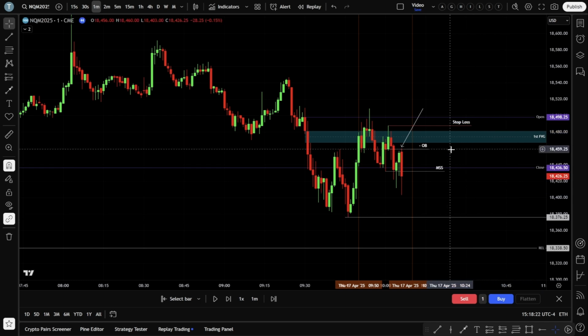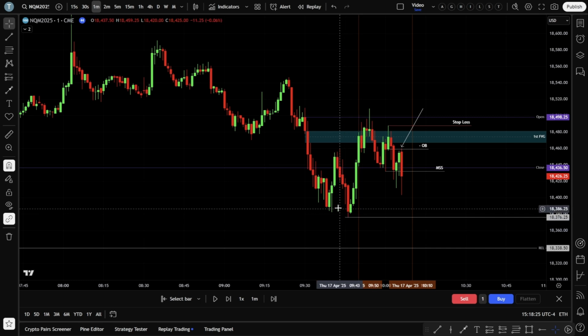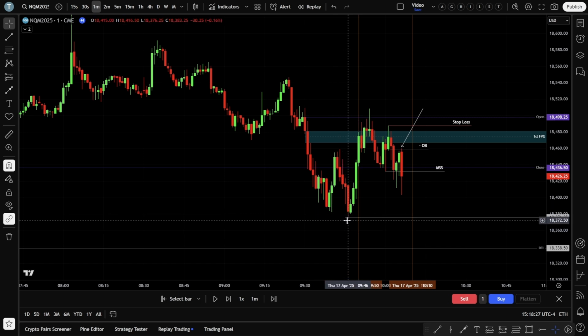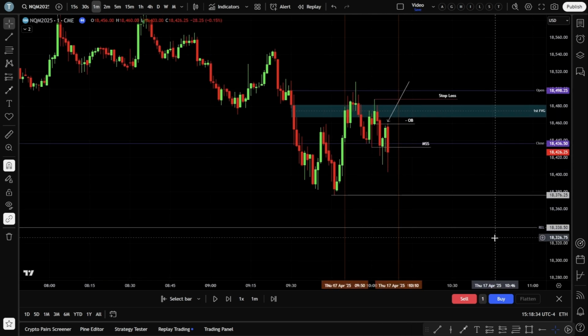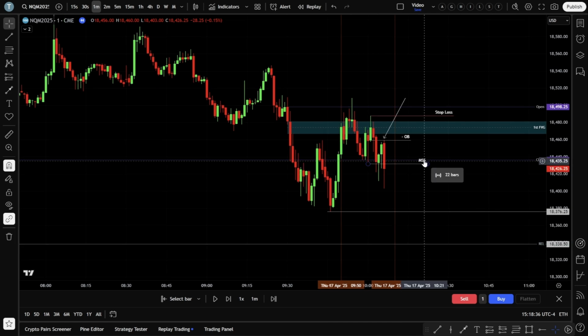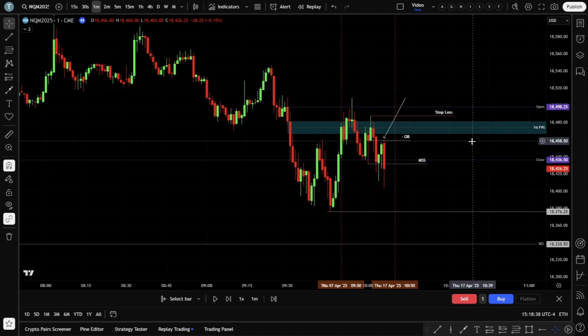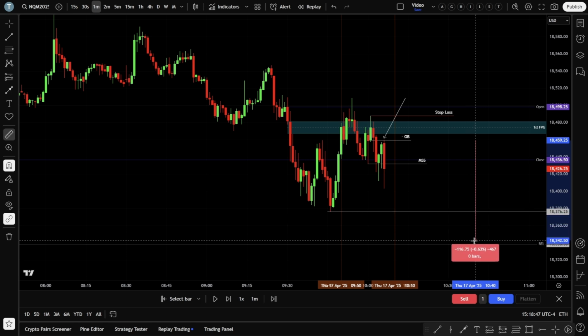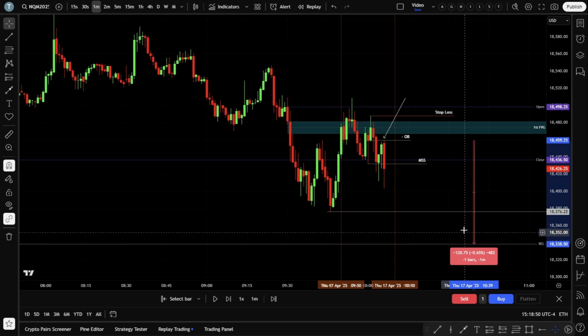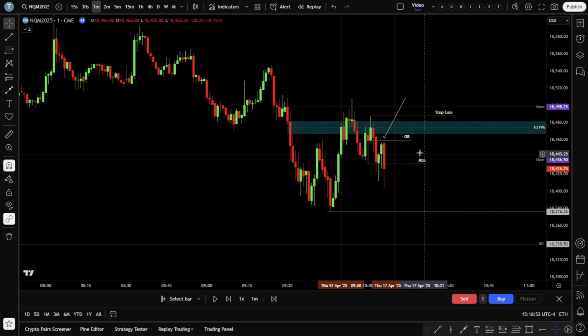And where is your target? Well, your initial target is going to be this low created at 946, but your final target is these relative equal lows. If you were to take a trade from here and target that, that's 80 points of profit, and towards the relative equal lows will be 120 points of profit. So that's going to be where you want your trade.